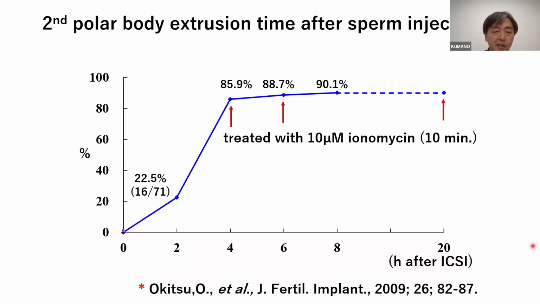As a result, after 4 hours after sperm injection, about 86% of oocytes extruded the second polar bodies and reached a plateau. From these results, I decided to treat the M2 oocytes without second polar body extrusion at 4, 6, or 20 hours after sperm injection.